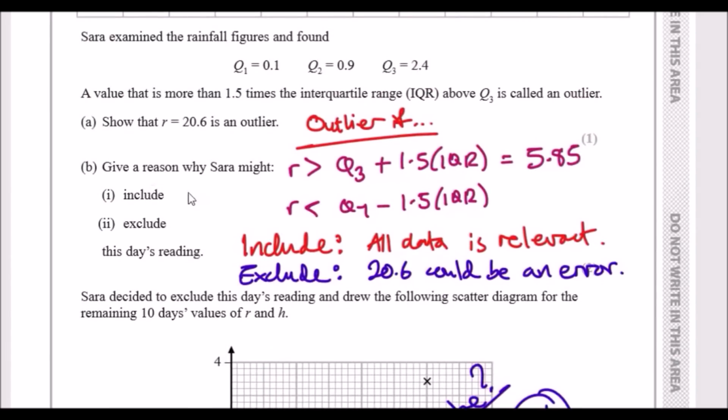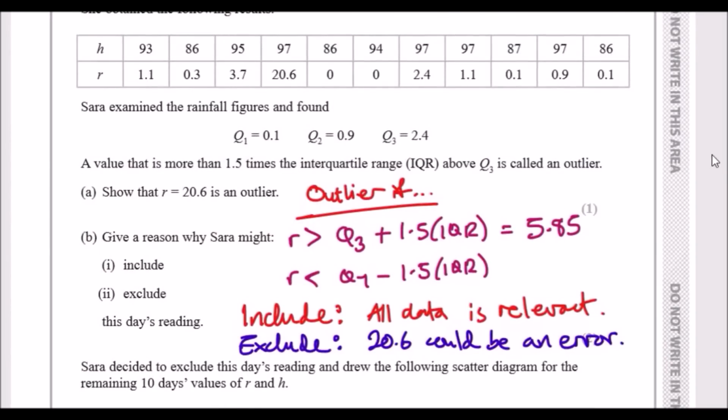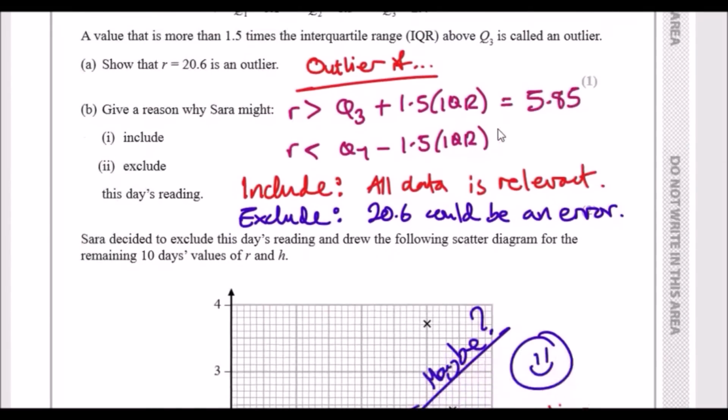Now B, give a reason why Sarah might exclude this day's reading. So we're talking about 20.6. From what I gathered, if you're going to put in a data set, usually when you record, you keep it. If you choose to include it, the data set could be relevant and it helps possibly build a complete picture, even though it could be an outlier. However, to exclude it, which is quite simple, the value itself could just be a mistake or an error. That's really it. It could have been a typo. It could really have been 2.6, like 2.4, but we don't assume that. That's really it. Now, next one.